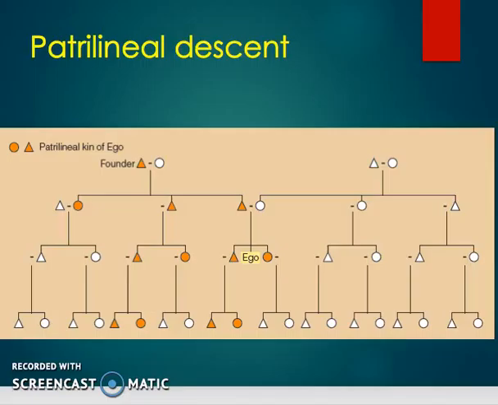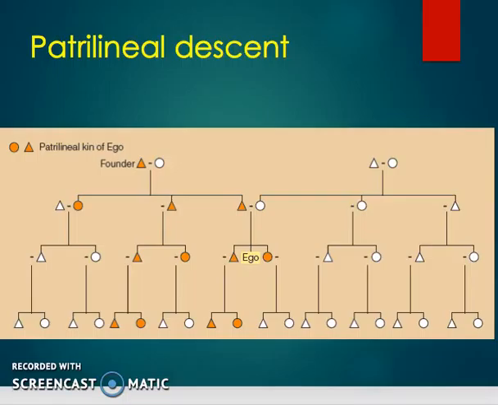Unlike kinship, patrilineal descent does not begin with ego and count up. It begins with the founding ancestor and counts down.